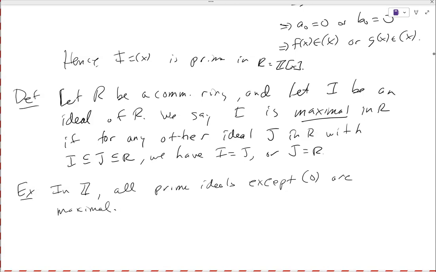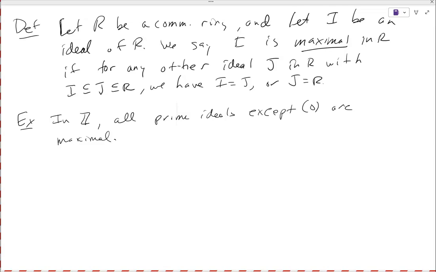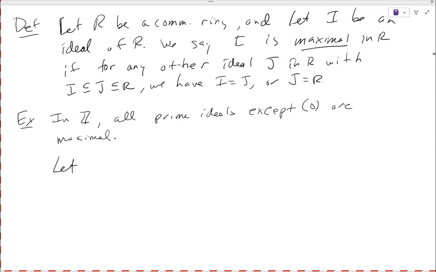Okay. Certainly, this is not maximal in the integers. We've got other ideals that are certainly bigger, right? But what we're saying with this is that everything else that's a prime ideal is maximal. Okay. Let's see why. If we have a prime ideal, P, that is the set of all multiples of P, right?